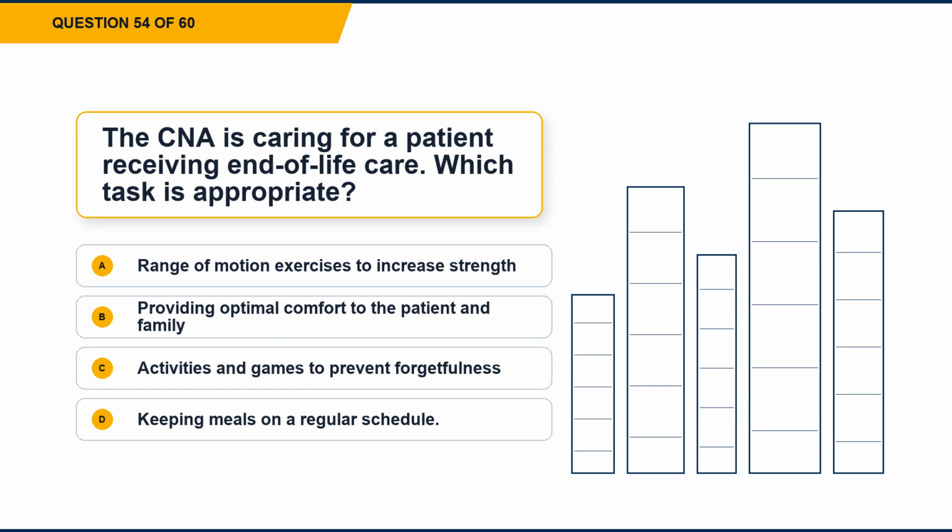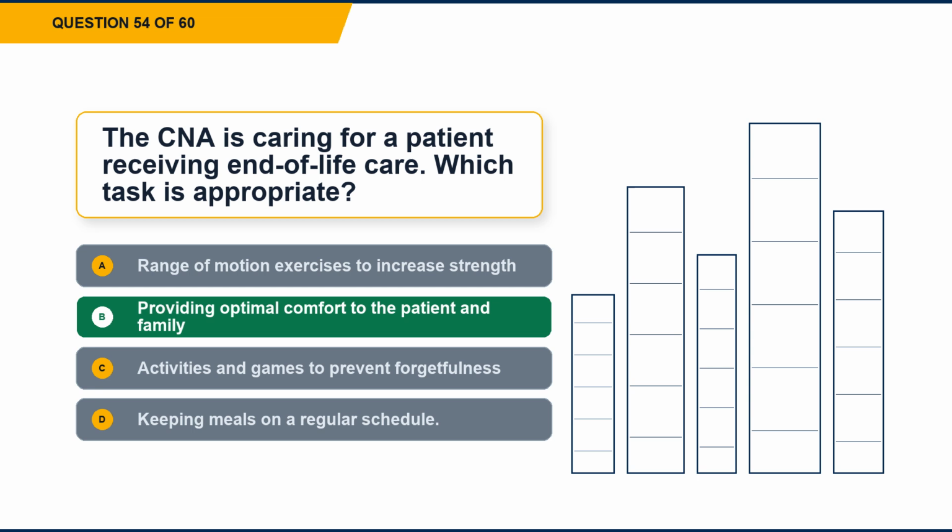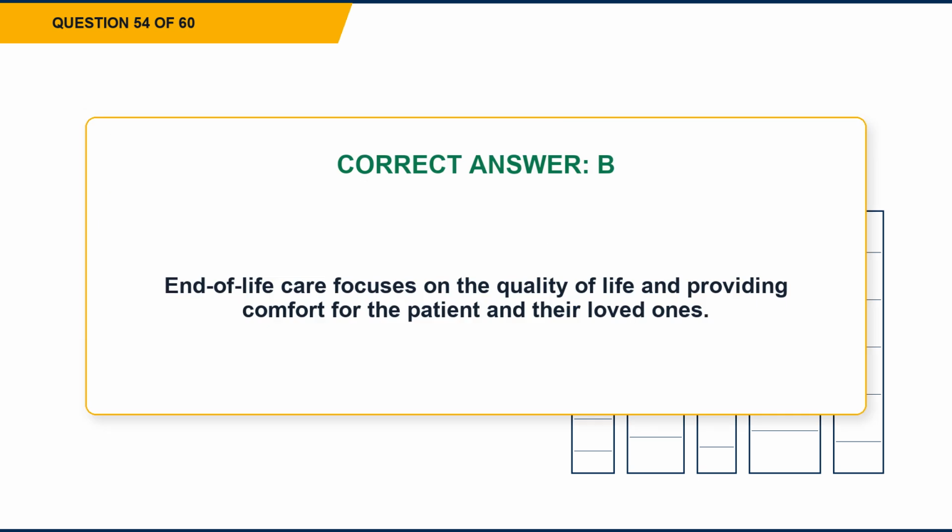Question 54. The CNA is caring for a patient receiving end-of-life care. Which task is appropriate? Option A. Range of motion exercises to increase strength. Option B. Providing optimal comfort to the patient and family. Option C. Activities and games to prevent forgetfulness. Option D. Keeping meals on a regular schedule. The correct answer is option B. Providing optimal comfort to the patient and family. Explanation. End-of-life care focuses on the quality of life and providing comfort for the patient and their loved ones.